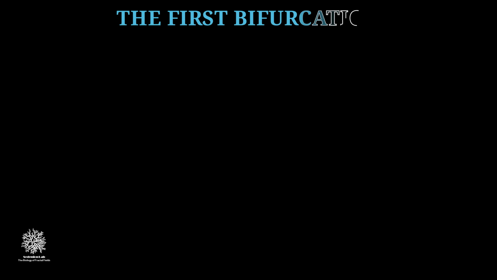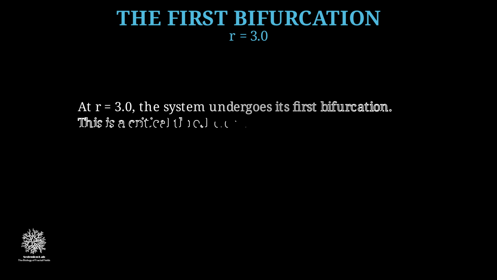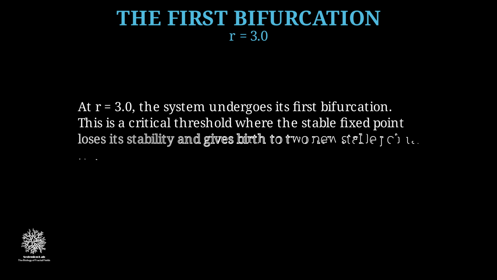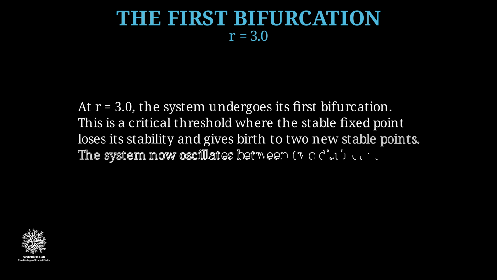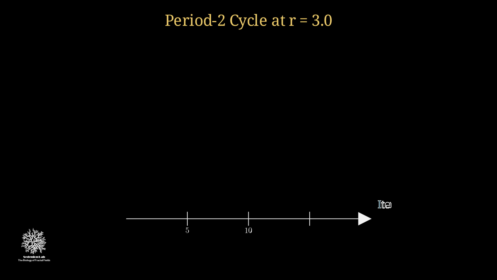The first bifurcation, r equals 3.0. At r equals 3.0, the system undergoes its first bifurcation. This is a critical threshold where the stable fixed point loses its stability and gives birth to two new stable points. The system now oscillates between two distinct values, alternating between them with each iteration. This is called a period 2 cycle, or a 2-cycle.